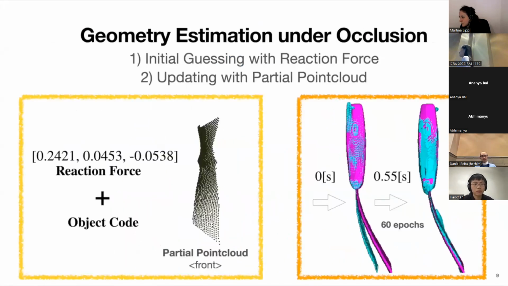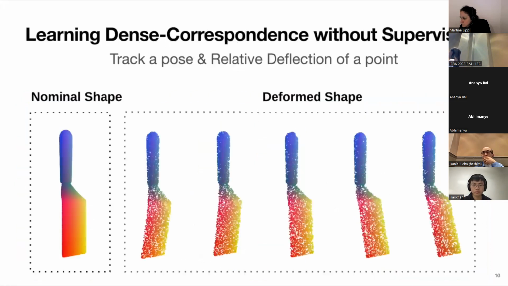However, it's not trivial to get a contact patch explicitly. So instead of getting the contact patch, we can use a partial point cloud to perform geometric estimation under occlusion. Here, the reconstruction at time step 0 is when the vision is missing. I want to highlight that even when we are using tactile only, the geometric estimation is fairly close to the ground truth. Also, our method can learn dense correspondence without explicit supervision.